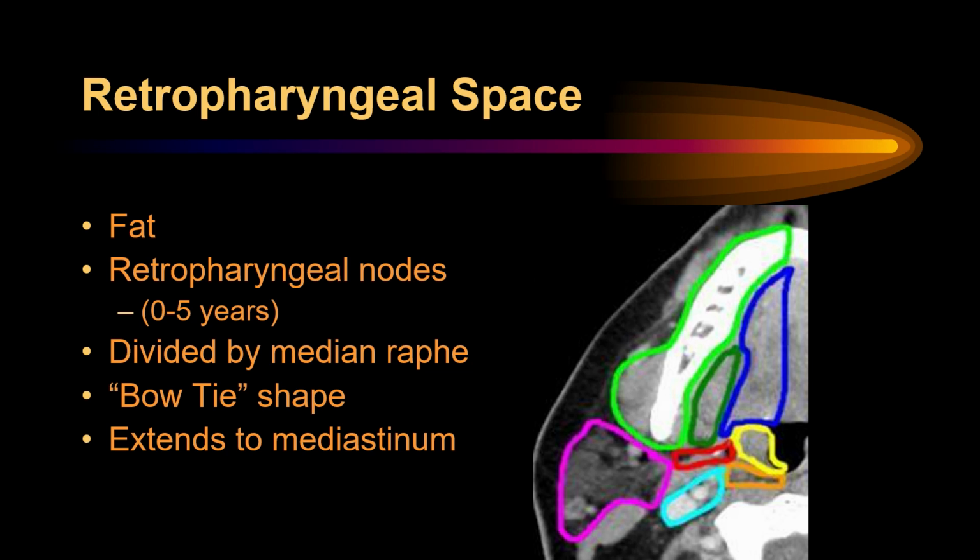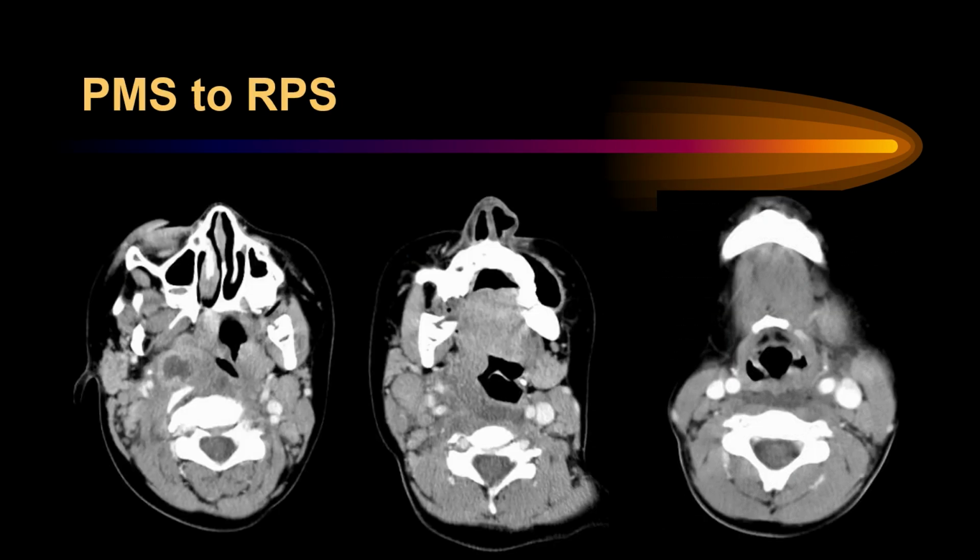And why am I spending so much time on the retropharyngeal space? Because it extends all the way to the mediastinum. So it is a super highway for bugs that want to come from a common infection like a tonsillar infection and go all the way down to the mediastinum. Let's have a look at a case.